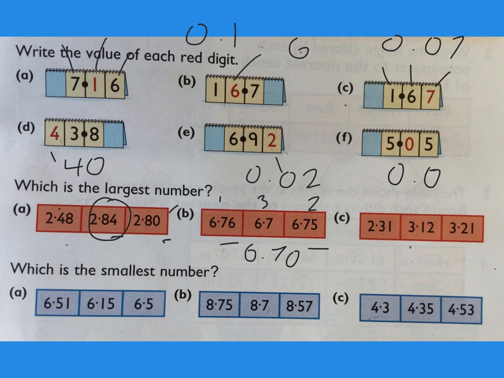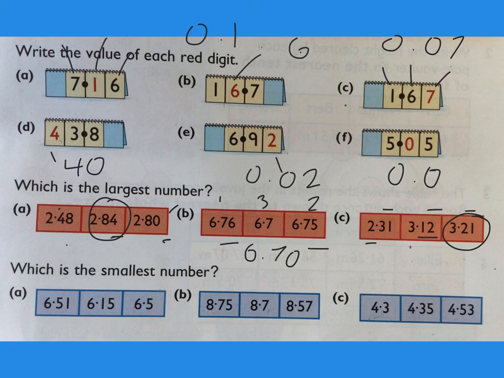Okay, for C, well, you need to look carefully at the units here. Okay, it's 2.31. Even though the tenths and hundredths are bigger than the other two numbers here, because that's 12 and 21, the units is smaller. So this here is our largest number, 3.21. Next would be 3.12, and the smallest number would be 2.31.